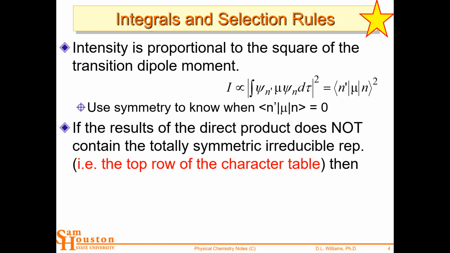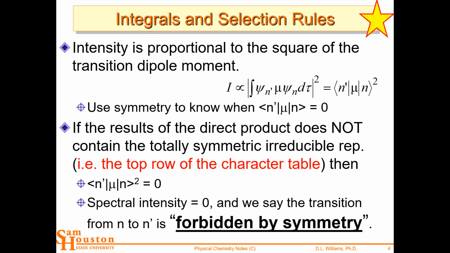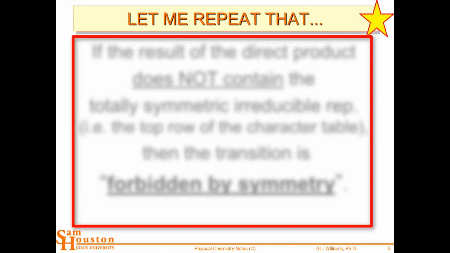So the result of this is the important point. If the result of the direct product of those 3 functions does not contain the totally symmetric irreducible representation, that's the top row of the character table, then that integral is equal to 0. And we say that transition is forbidden by symmetry. Okay? So I really want to emphasize that.